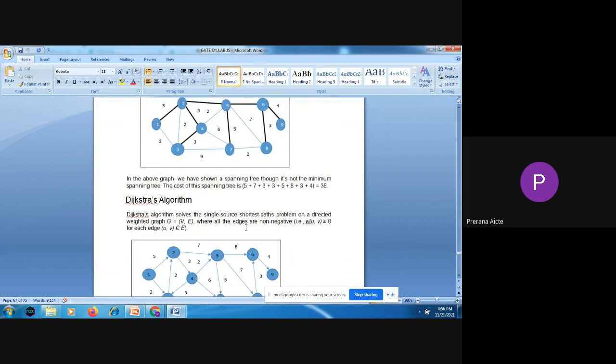And the time complexity is going to be order of E log E or N log N, అట్లైనా అనొచ్చు. E log E or N log N, where N is the number of edges in that given graph.